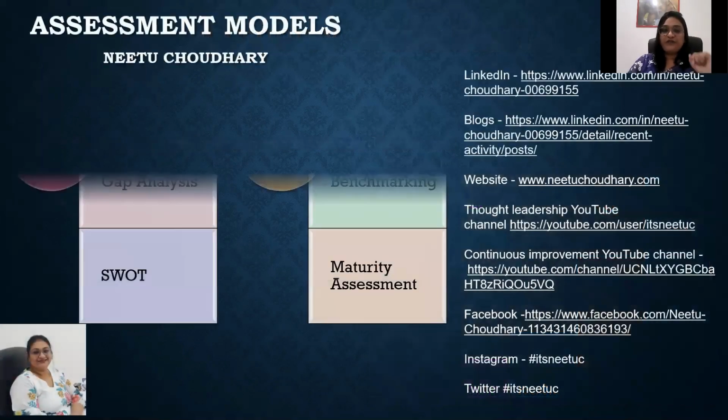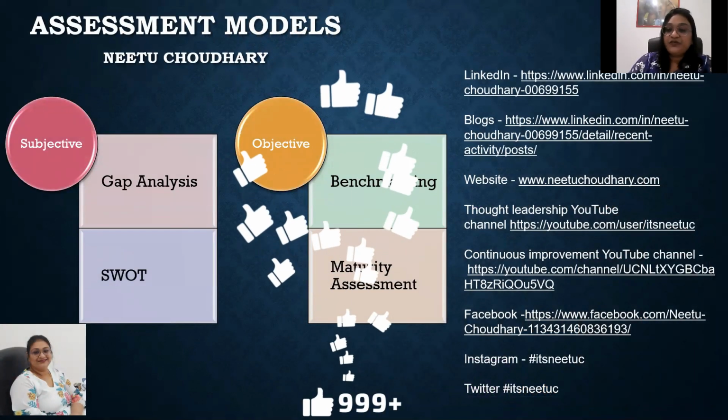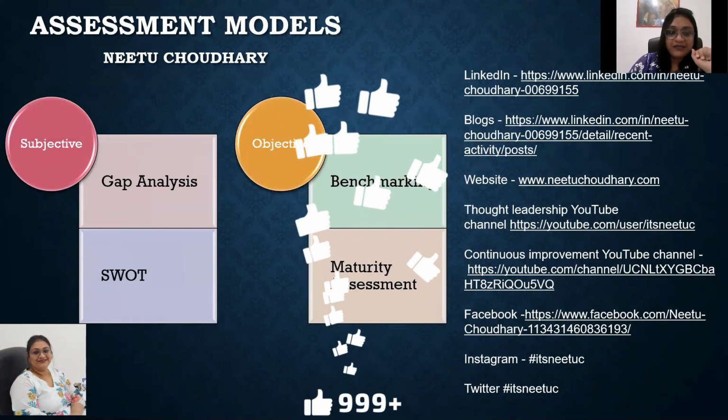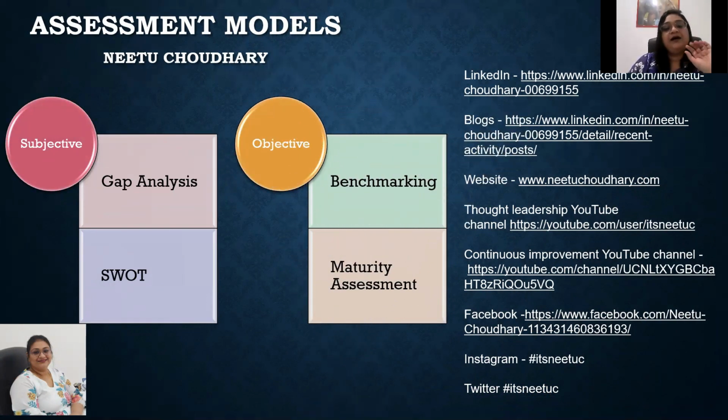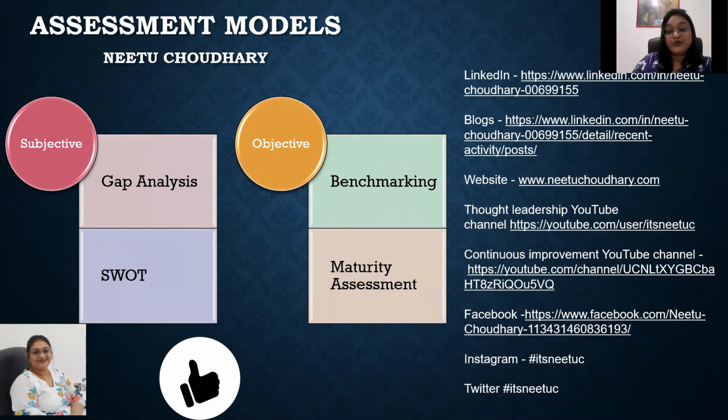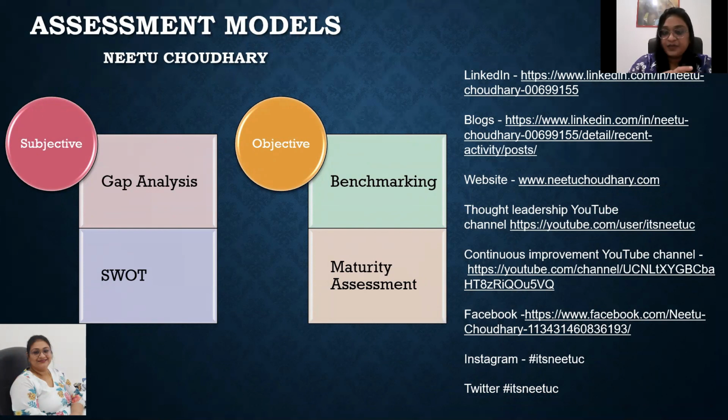So in today's quick session, we have seen 4 methods. Subjective methods, we have seen 2, that is gap analysis and SWOT analysis. In the SWOT analysis, you get a lot of information, so you have to narrow it down. In the objective methods, we have seen benchmarking and maturity assessment.